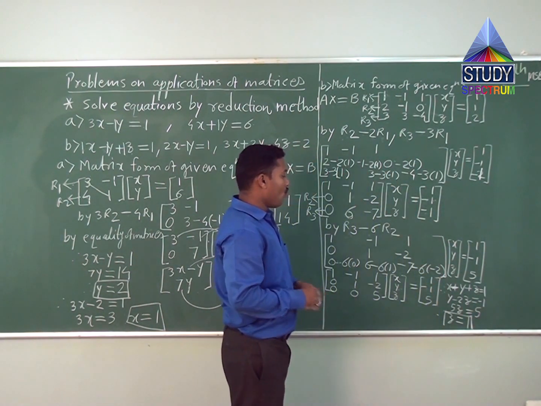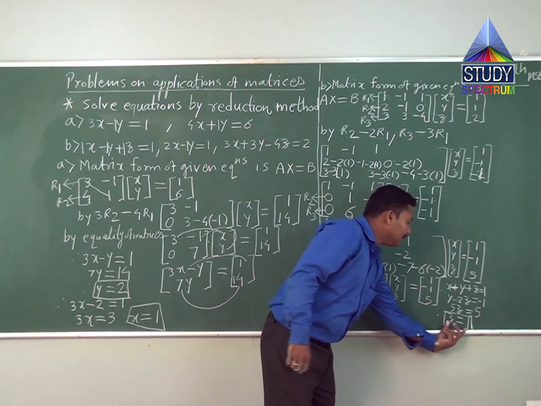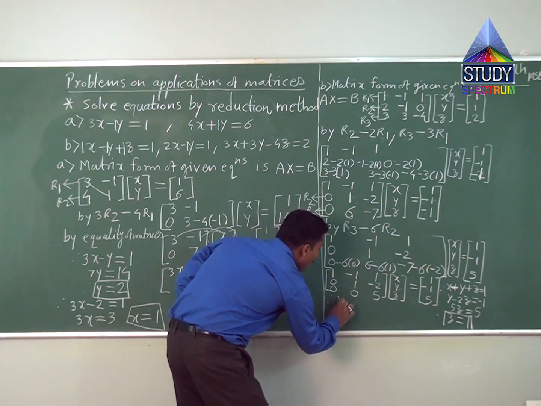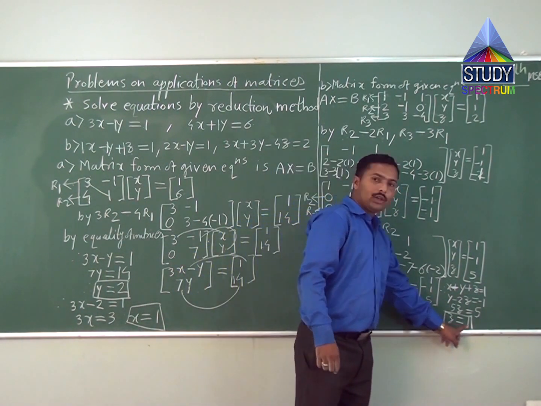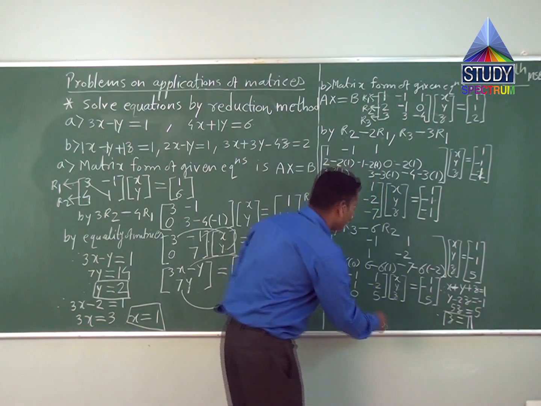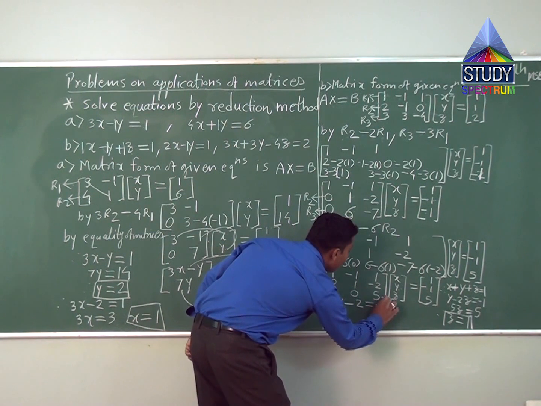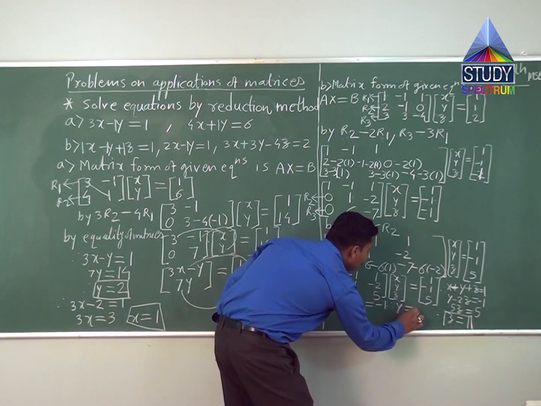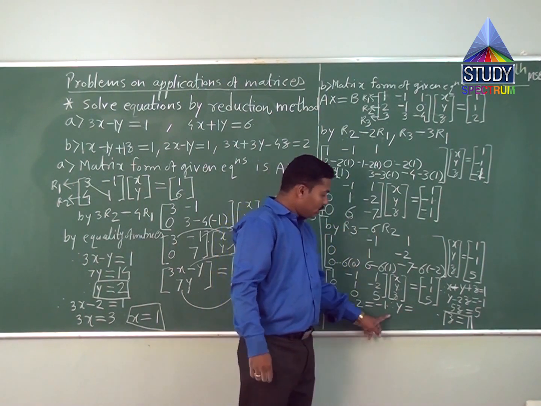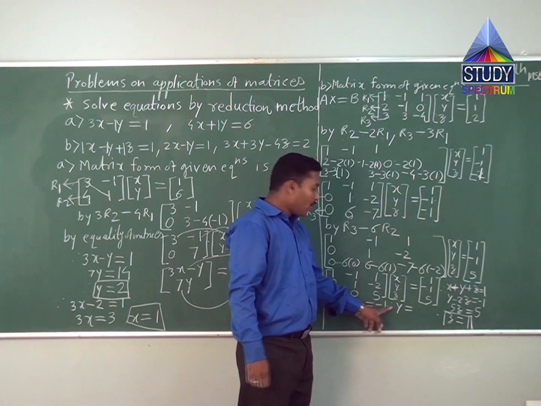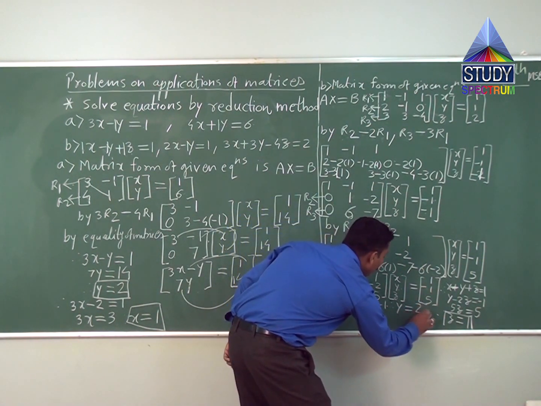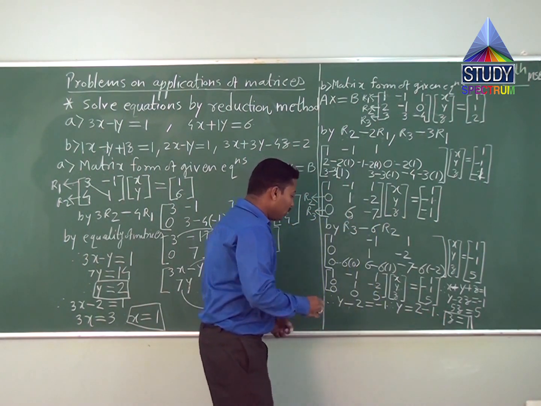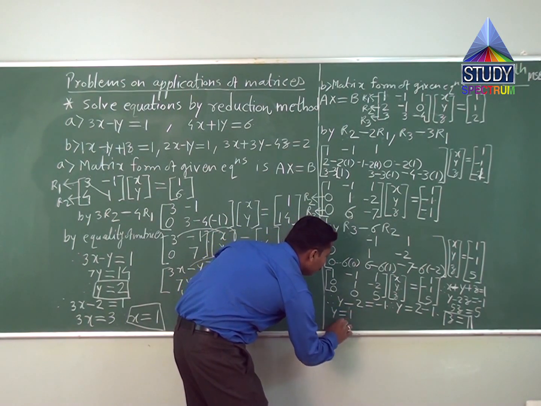Z equal to 1. So we put this value of z in the second equation. What do we get? Y minus 2z equal to minus 1, so 2 into 1, 2. Therefore y equal to what? This minus 2 shifts to the right hand side and becomes plus 2. So 2 minus 1. What is y equal to? 2 minus 1 is 1. So y equal to 1.